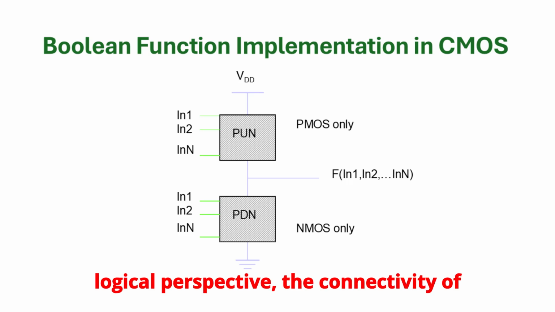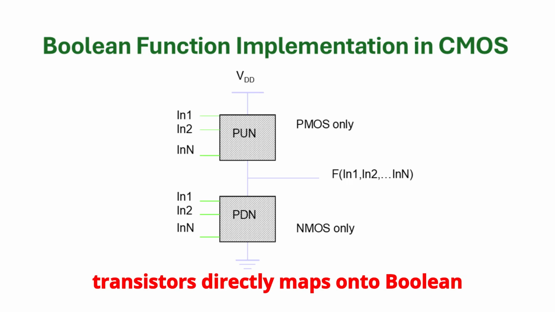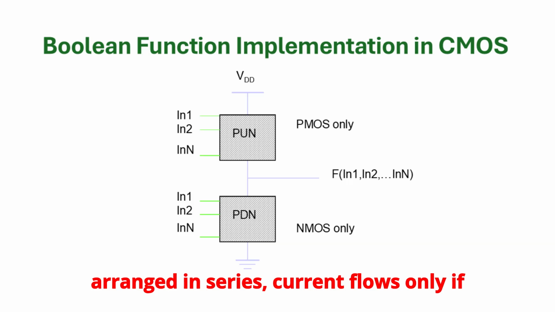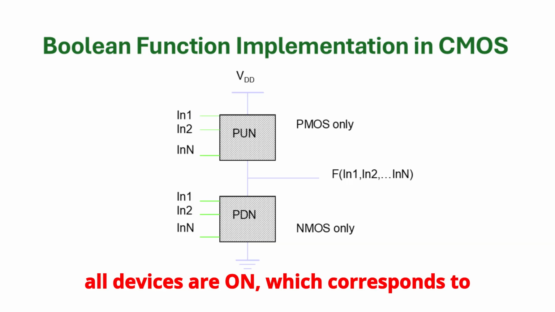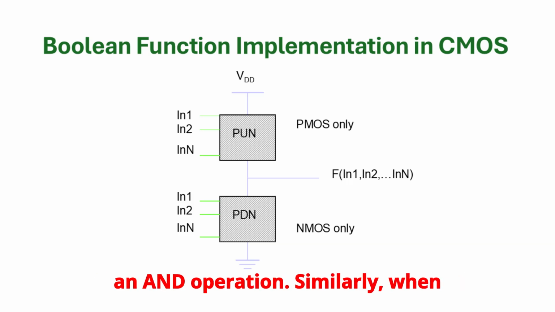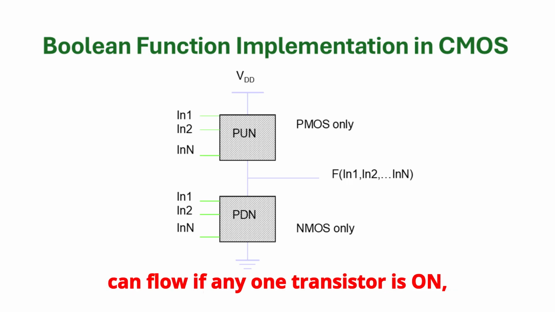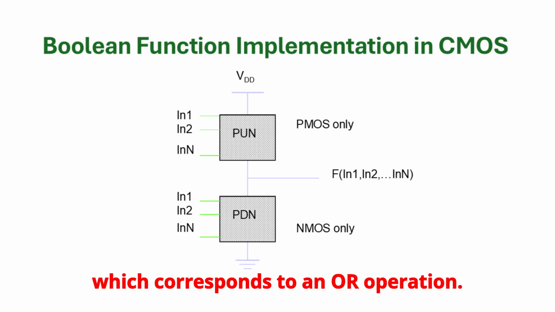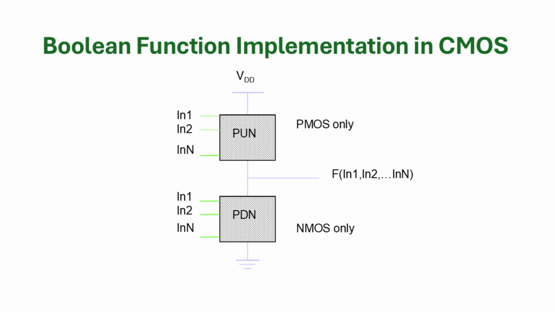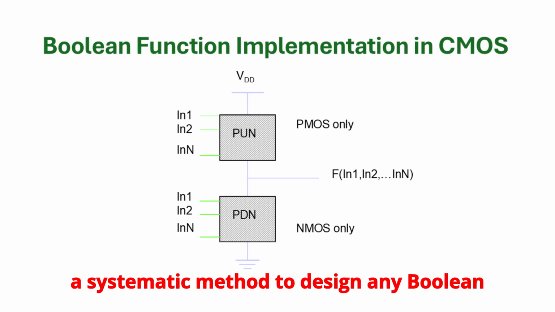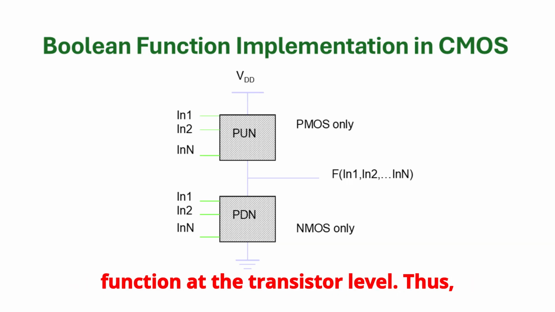From a logical perspective, the connectivity of transistors directly maps onto Boolean operators. When transistors are arranged in series, current flows only if all devices are on, which corresponds to an AND operation. Similarly, when they are arranged in parallel, current can flow if any one transistor is on, which corresponds to an OR operation. This fundamental mapping provides us with a systematic method to design any Boolean function at the transistor level.